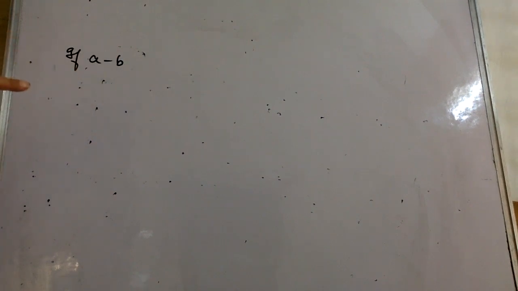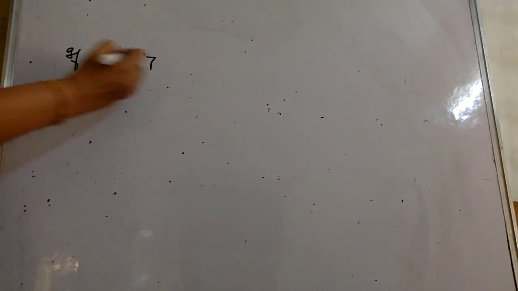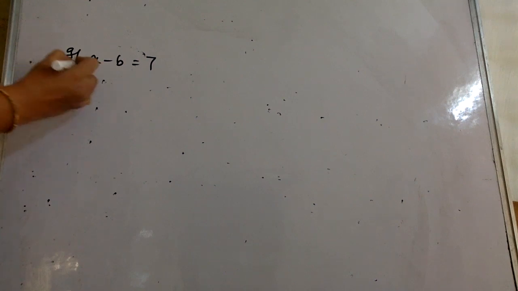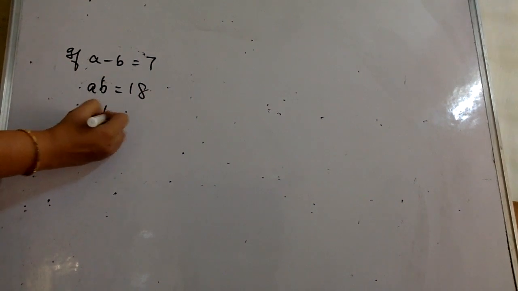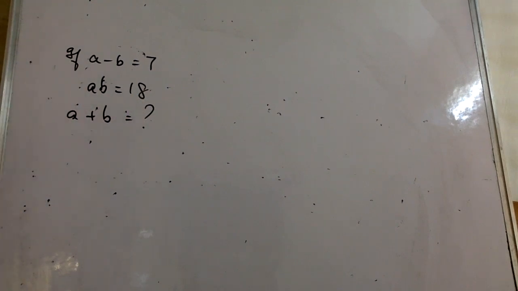Okay, we shall now be taking up another question where a minus b is given. Earlier a plus b was given; this time a minus b is 7. Just to make this clear, because this sum is very important, ab is 18 and find a plus b. How much is a plus b? So what to do now?